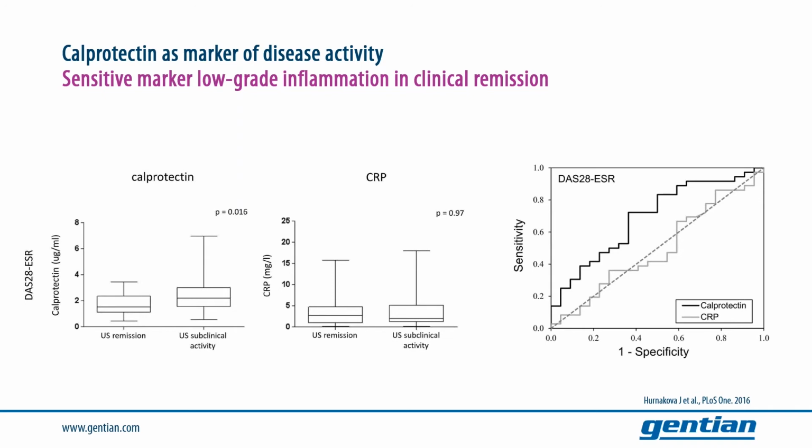The authors showed that calprotectin has the capacity to distinguish between patients in ultrasound-defined remission and those with residual ultrasound subclinical inflammation, while CRP was not able to distinguish these patient groups. As you see in these two figures comparing the levels of patients in remission with subclinical activity, and the ROC analysis showing calprotectin can distinguish between remission and subclinical activity.